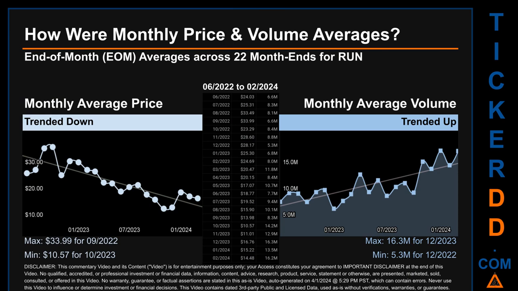The maximum end of month average price was $33.99 for 09/2022, while the minimum was $10.57 for 10/2023. Looking at volume, 12/2023 and 12/2022 respectively saw the highest and lowest monthly average volume at 16.3 million and 5.3 million.